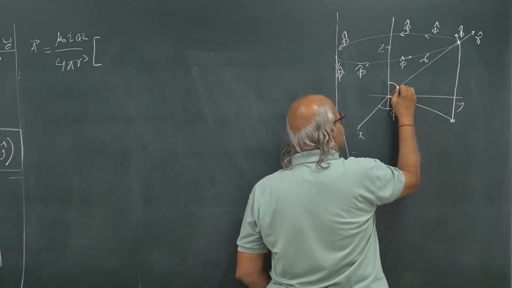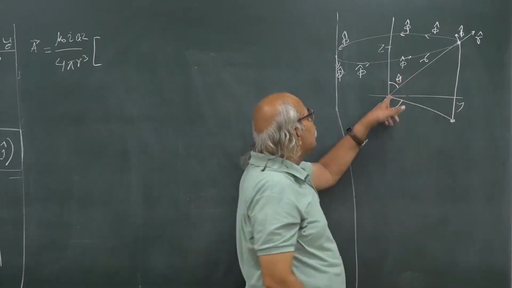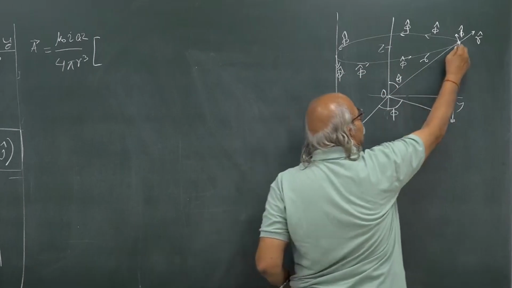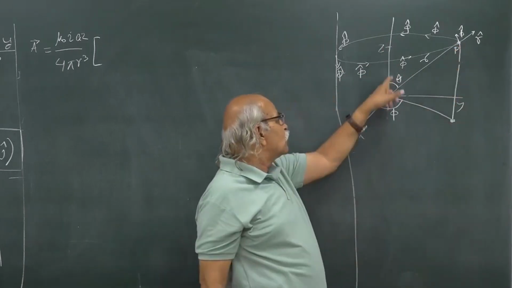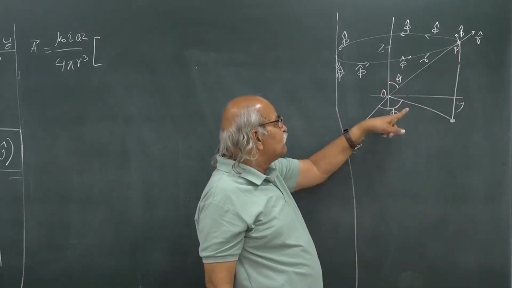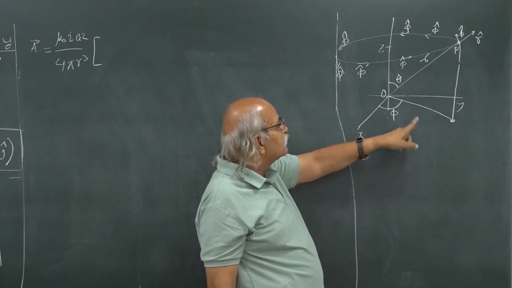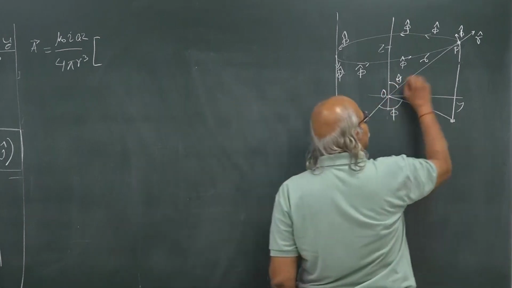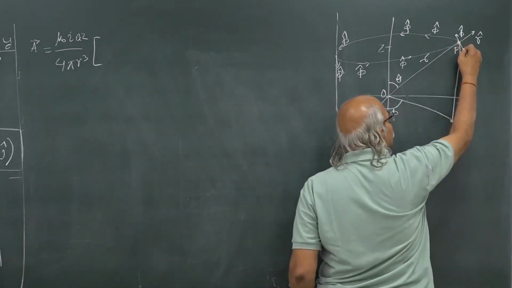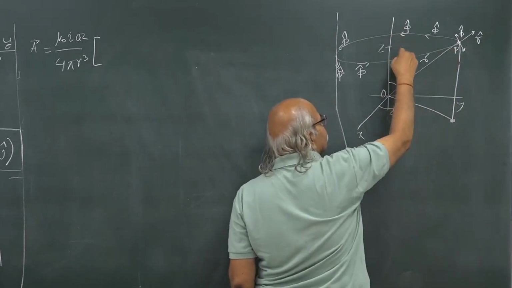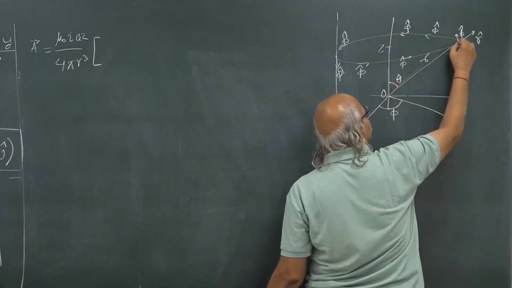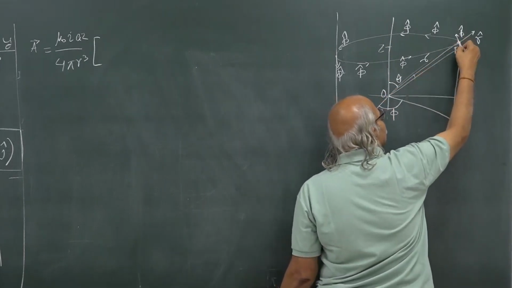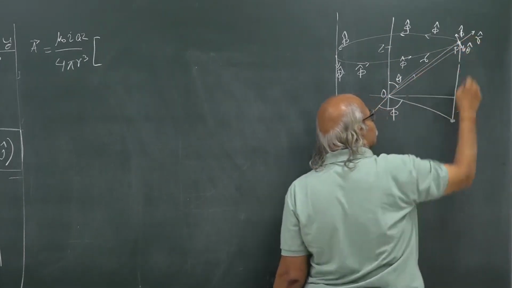This angle is known as theta. With the z axis, the angle made by this OP with the z axis is called theta. Without changing phi, without changing r, change this theta to theta plus d theta. So you will be going in this direction, right? In this plane, theta is becoming theta plus d theta. So you are going this way. This is theta cap direction.